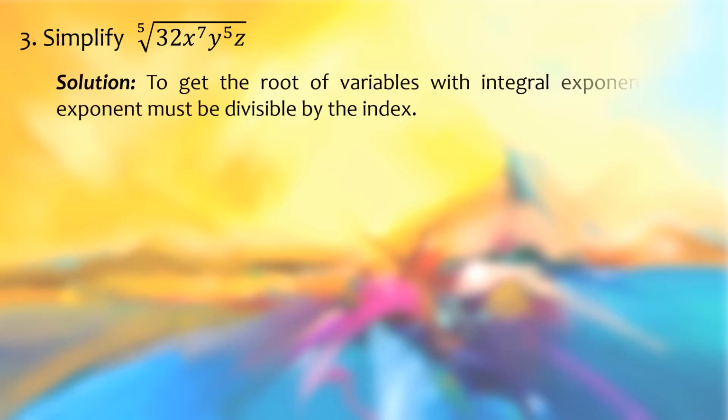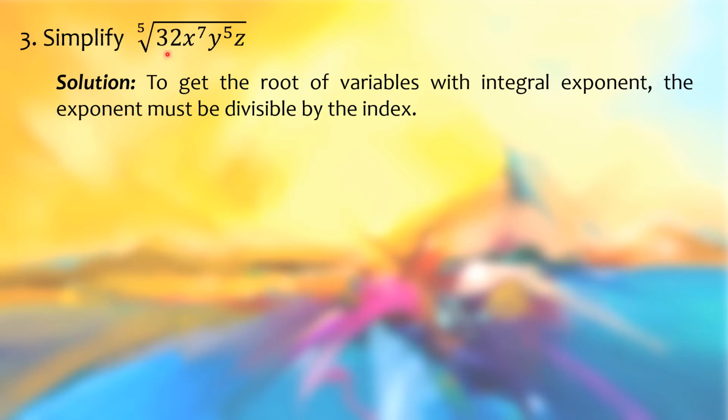Third example, simplify fifth root of 32x to the 7 power y to the fifth z. So for the solution, to get the root of variables with integral exponent, the exponent must be divisible by the index. So kailangan para makuha natin yung fifth root ng x to the 7th, y to the 5th, at z, kailangan ang mga exponent nila ay divisible sa 5 or pwedeng i-divide sa 5. Since 5 yung ating index.